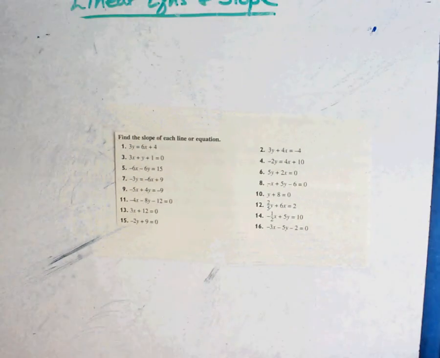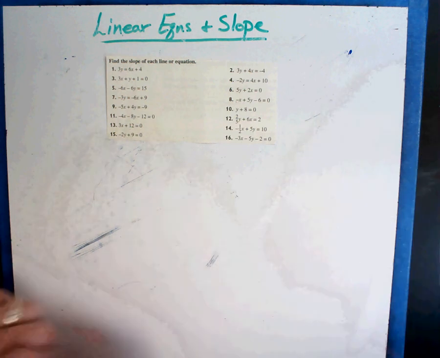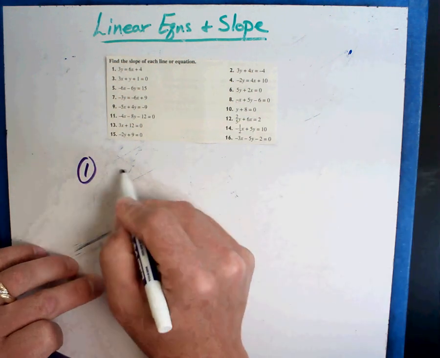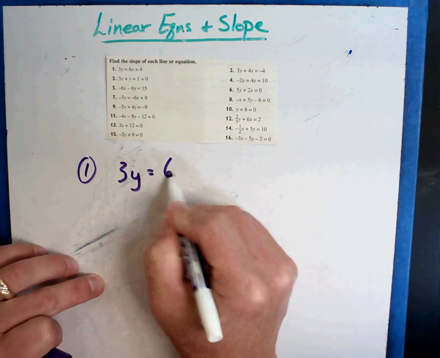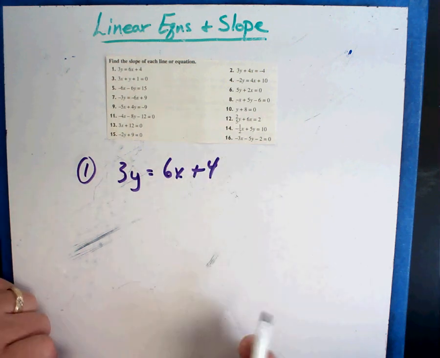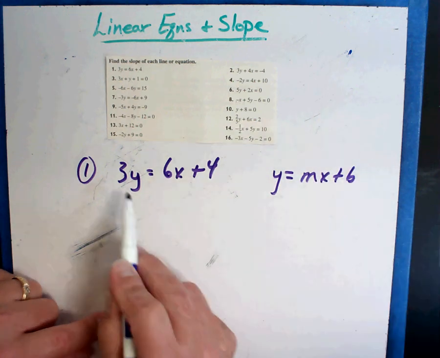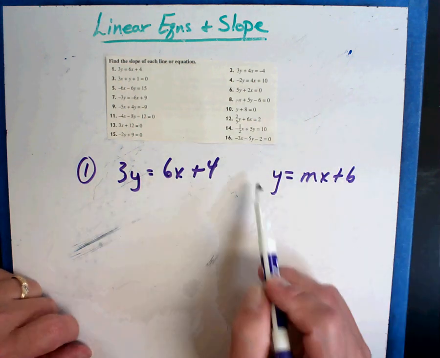All right. I'm going to go ahead and just slide this forward a little bit, and we're going to do question number 1 and question number 9 together. Question number 1, here's what you should have done. 3y equals 6x plus 4. The instructions were find the slope of each line. To get the slope, you have to have y equals mx plus b. And it's almost in that form, but it has to be a 1 there.